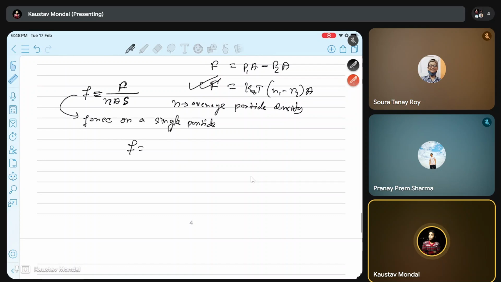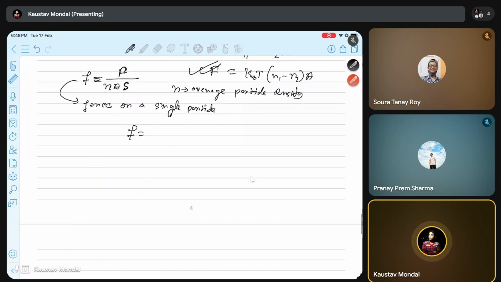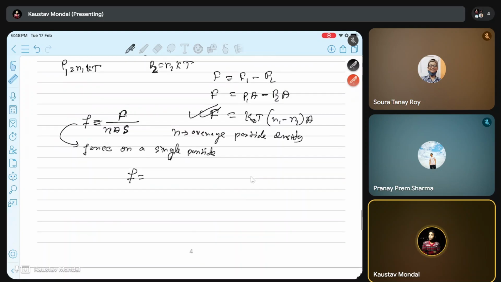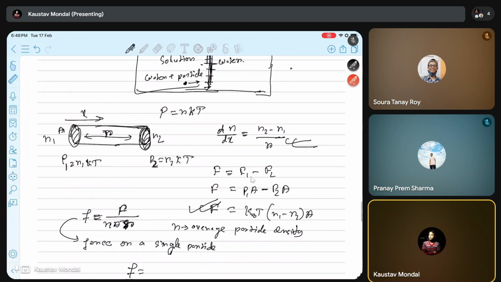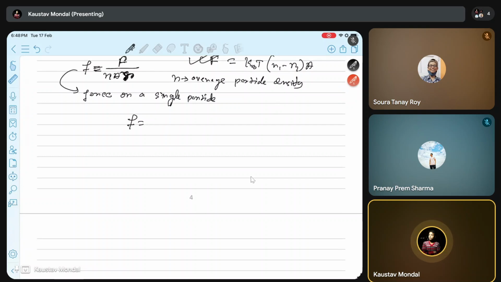So from there you can calculate the expression of the force. F equal to, if you substitute n1 minus n2 from here and the expression of r and all. Sorry, here this is r, and that is the total volume. So if you do all this substitution, you'll get F equal to minus kBT times (1/n) dn/dx.